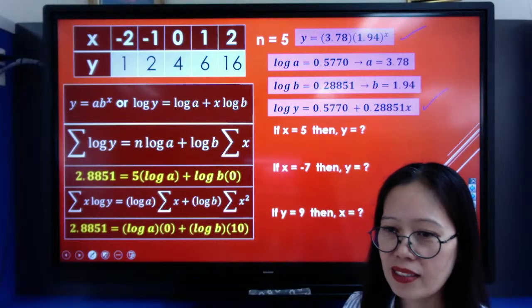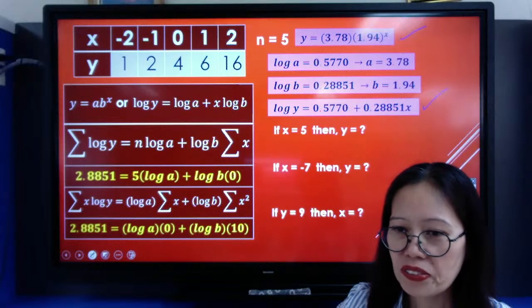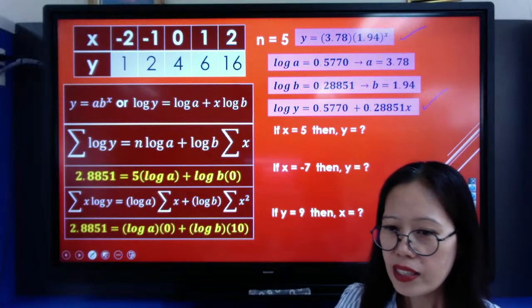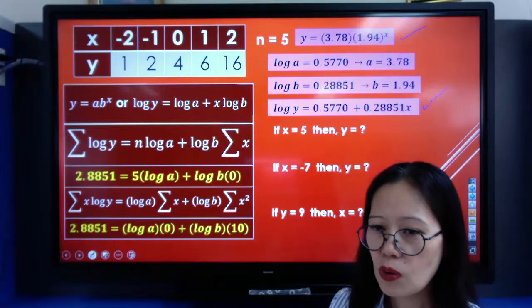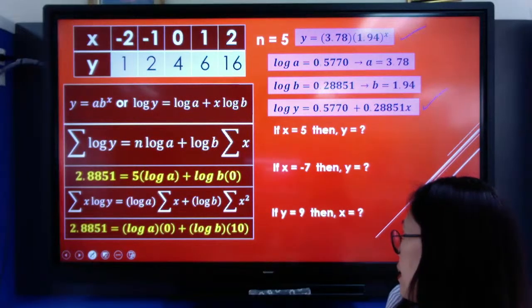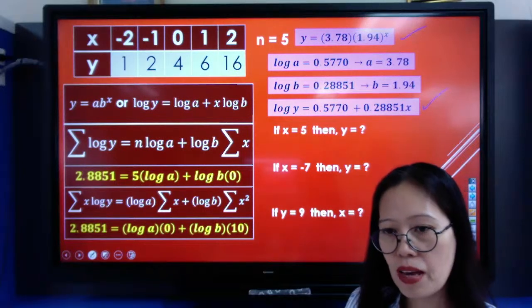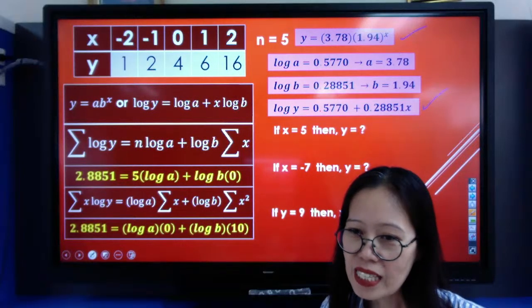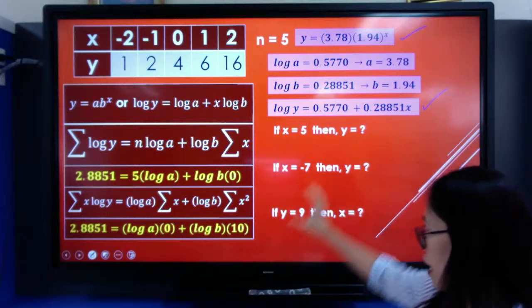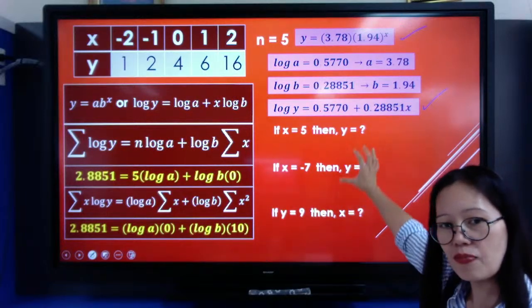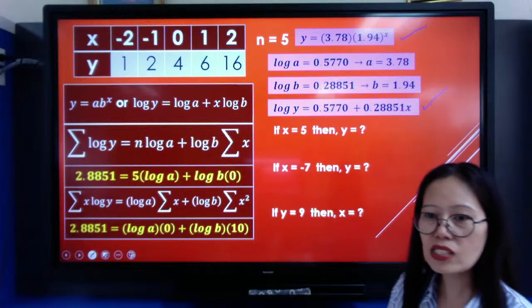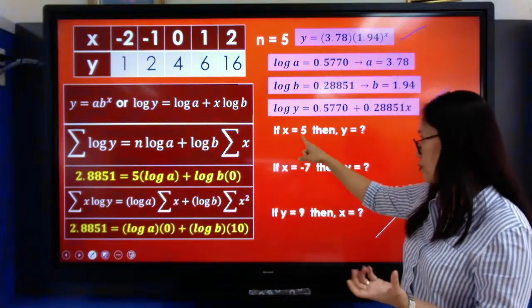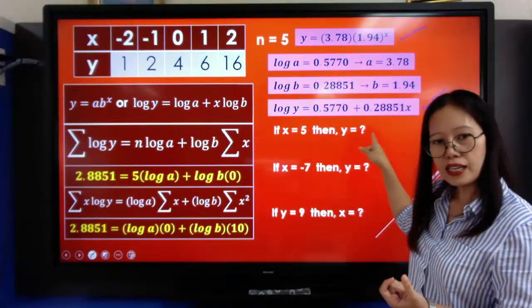Okay, 5/1 number 33. Y equals 112.1561. What is your x? X is 5 or x is -7? Please indicate also, because we have here 3 questions, right? If you write your answer, you have to write if x is 5, then y is what?